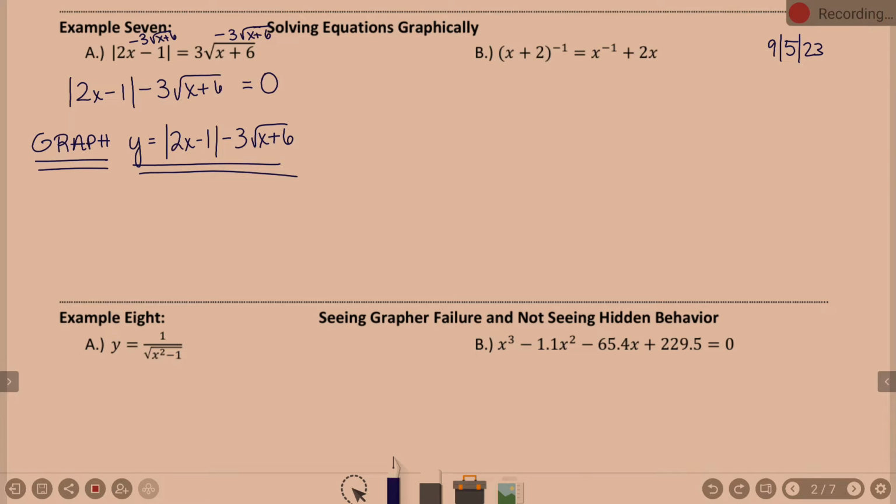Go into second calc. So second function of the trace button takes me to the calc menu. Remember the menu that looks like this? Go to number 2, which is zero. And then follow the prompts. So it's asking me left bound. So I'm going to arrow to the left. I'm going to be to the left of that where it crosses the x-axis. Enter. Right bound. Now I'm going to arrow to the right of it. Enter. Then I'm going to go back where it says yes, and I'm going to hit enter again.